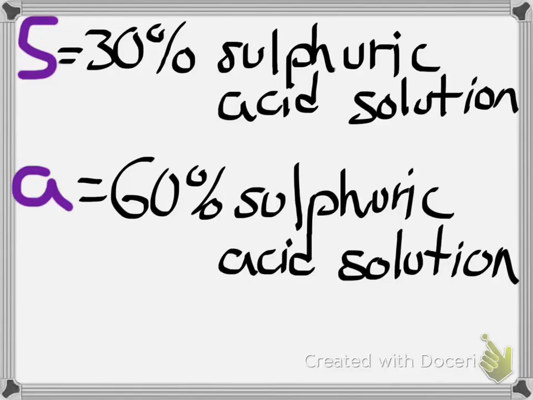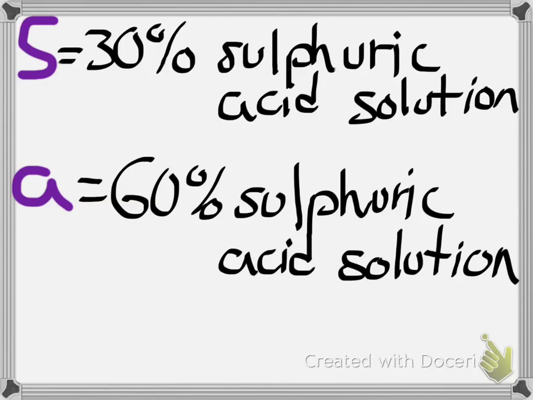I will be explaining how to solve number 10 on page 47 of the math textbook. The question reads: Amy needs to make 10 liters of 42% sulfuric acid solution. In the supply room, she finds bottles of 30% sulfuric acid solution and 60% sulfuric acid solution. What volume of each solution should she mix in order to make the 42% solution?